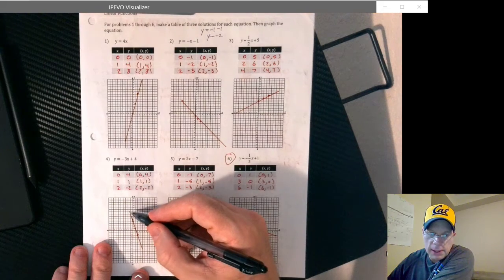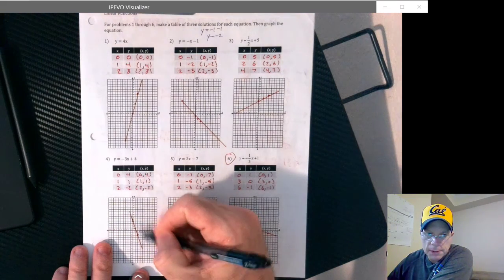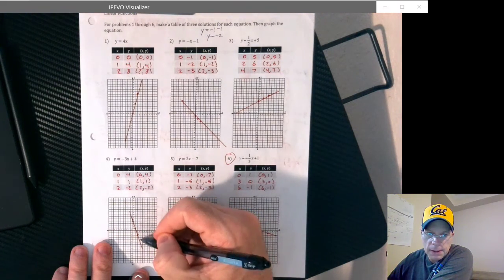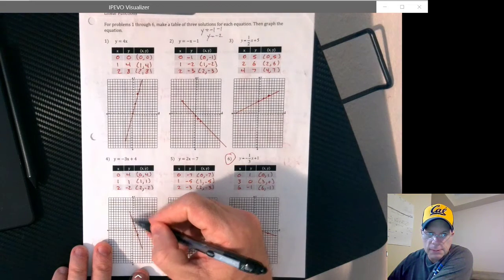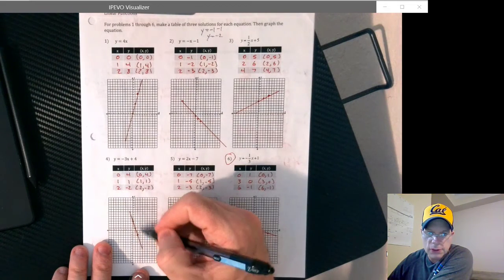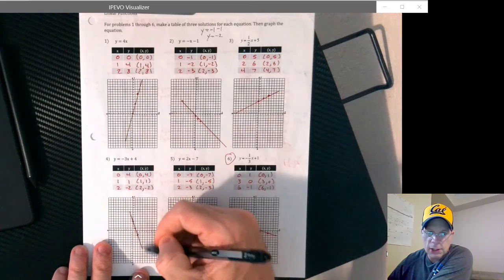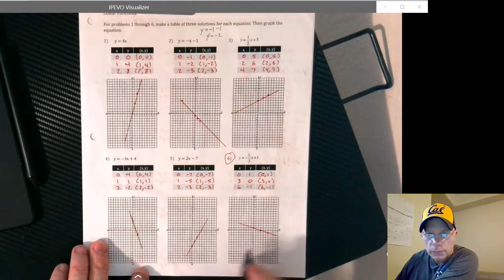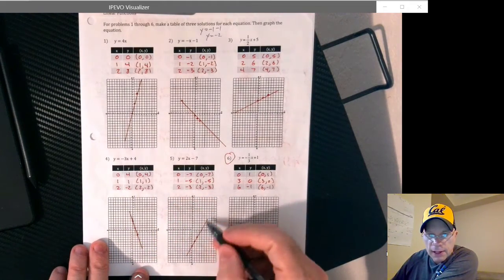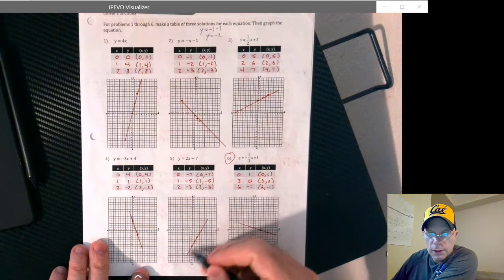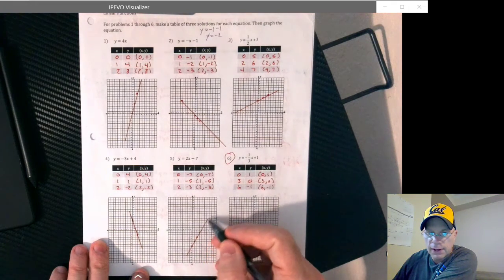Number 4 has a pretty steep downhill slope. It goes through quadrant 1 a bit, but mostly it passes through quadrant 2 and then extends into quadrant 4. Number 5 has an uphill slope, crossing from quadrant 3 and then into 4 and then finally into 1.